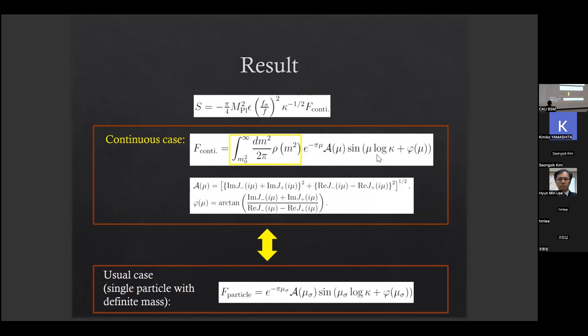I don't need some prefactor, so I normalize the shape function by introducing an F function, and this can be rewritten in this way. So here is some complicated factor, but again, this yellow part is a new contribution coming from the continuous spectrum. Just to compare this continuous one to the normal one, I show this single particle with a definite mass.